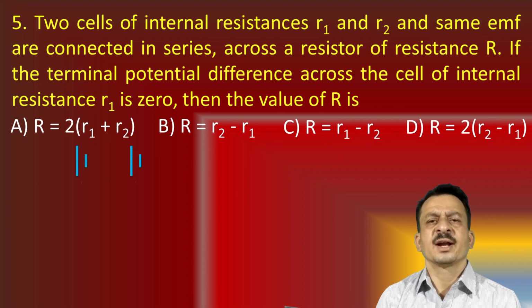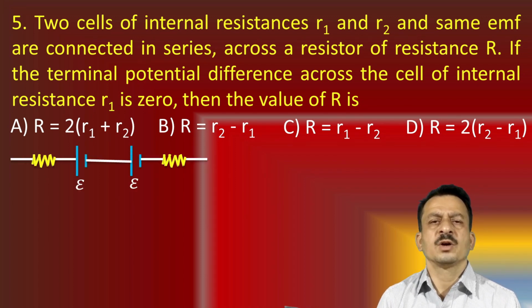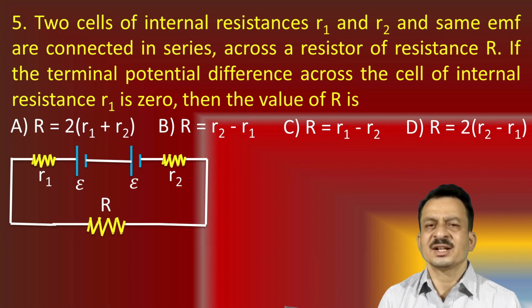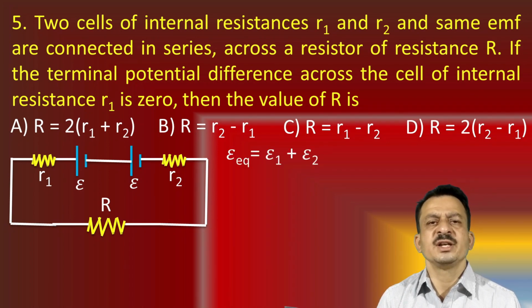Now let me draw the diagram. We have two cells of equal EMF E and they have internal resistances R1 and R2. They are connected to an external load resistor capital R. Since the cells are in series, their equivalent EMF is E1 plus E2 and the equivalent internal resistance is R1 plus R2. Here E1 and E2 are equal, therefore E equivalent is equal to 2E.